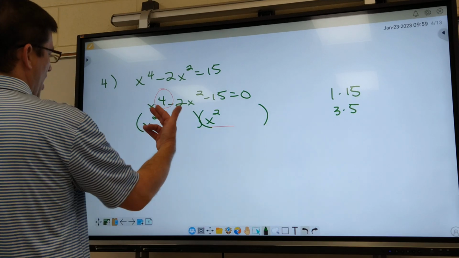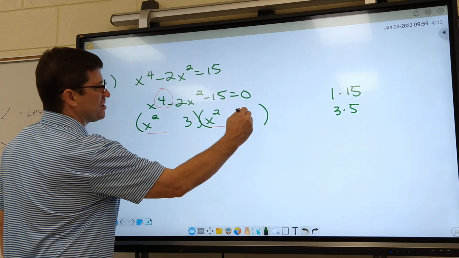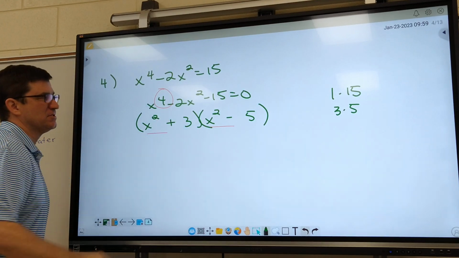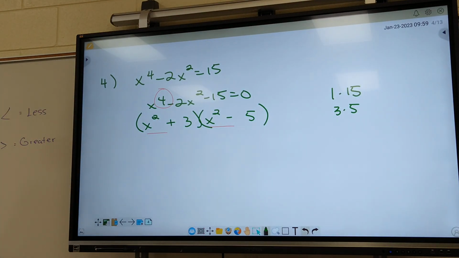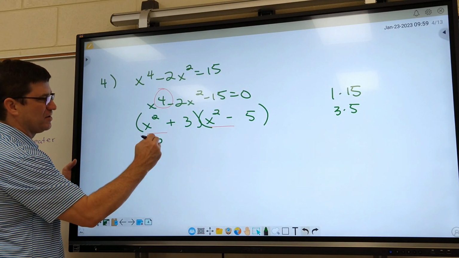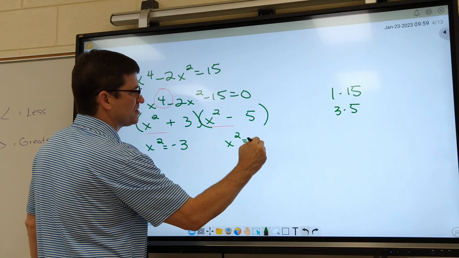All right, so for our problem, which ones are going to work? 3 and 5. Which one's positive? Which one's negative? 5 is negative. Good. All right, write down your factors. Now, set them equal to 0, so I move plus 3 over. That's going to give me a negative 3. I move minus 5 over. That's going to give me positive 5.